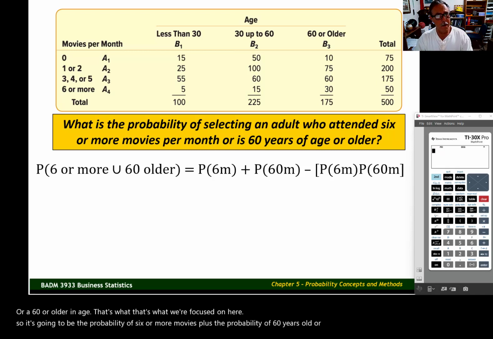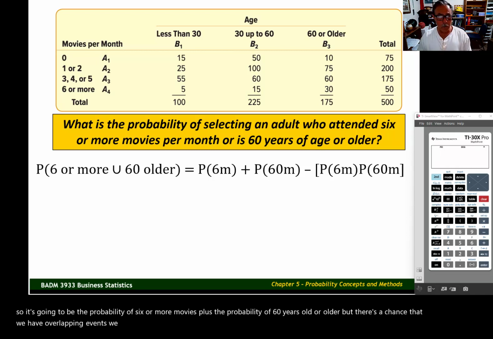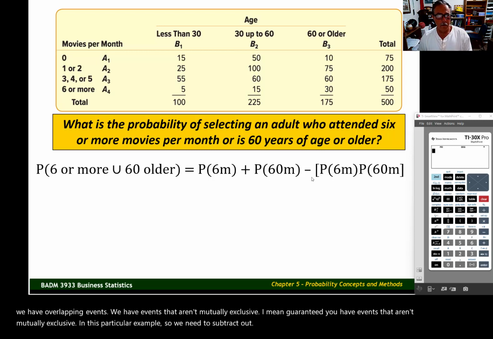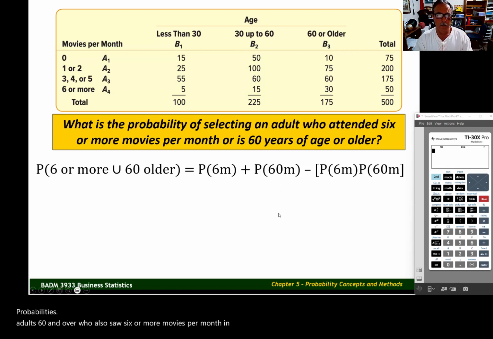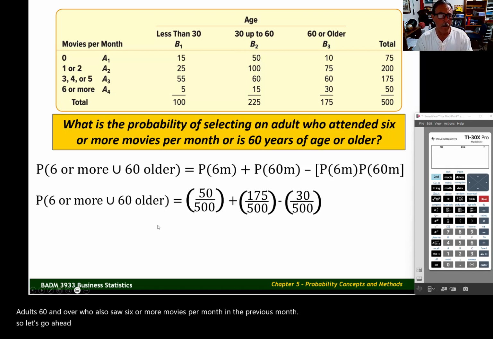But there's a chance that we have overlapping events. We have events that aren't mutually exclusive. I mean, guaranteed you have events that aren't mutually exclusive in this particular example. So we need to subtract out the probabilities for adults 60 and over who also saw 6 or more movies per month in the previous month. So let's go ahead and plug in our numbers for this, and I'll go a little slower here and try to explain where I'm getting all these numbers from.